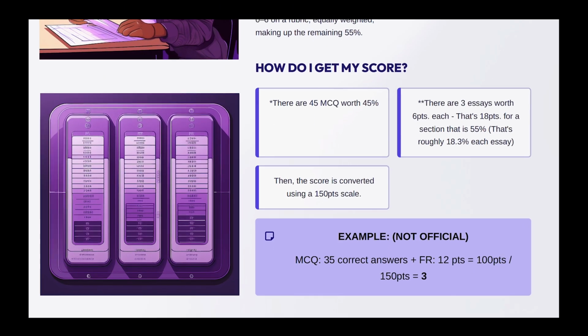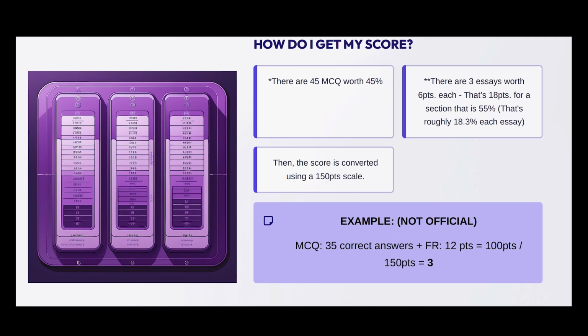So let me tell you a bit more about the scoring. I hope it's not confusing. There are 45 multiple choice questions worth 40%. And there are 3 essays worth 6 points each. That's 18 points for a section that is 55%. That's roughly 18.3% each essay.